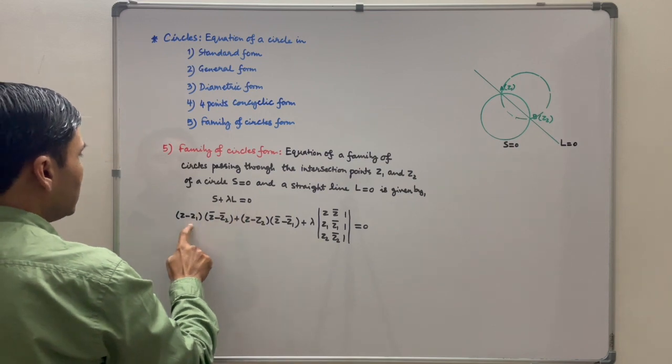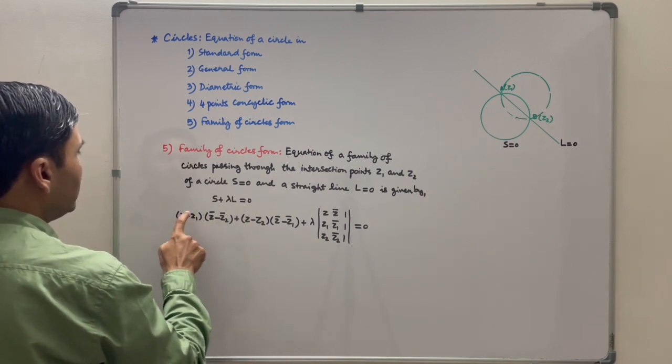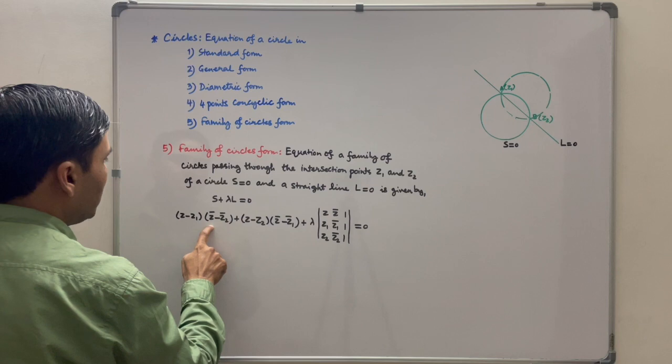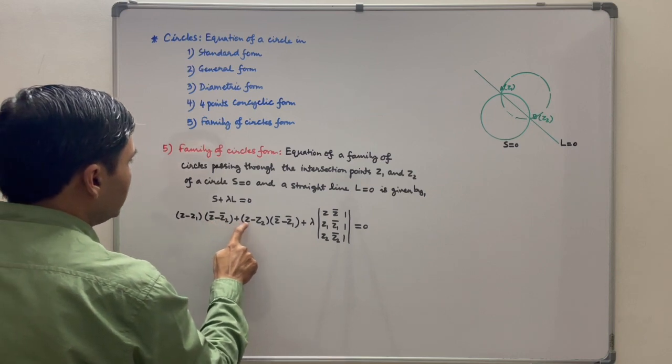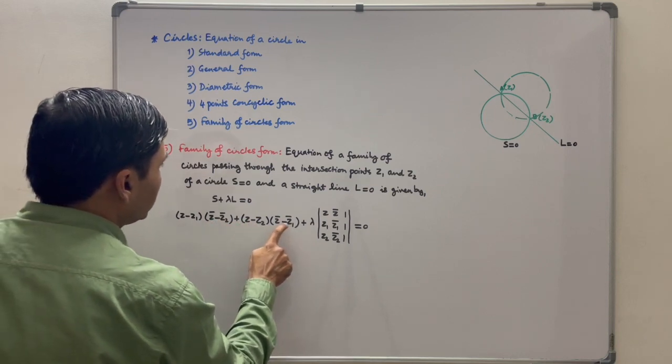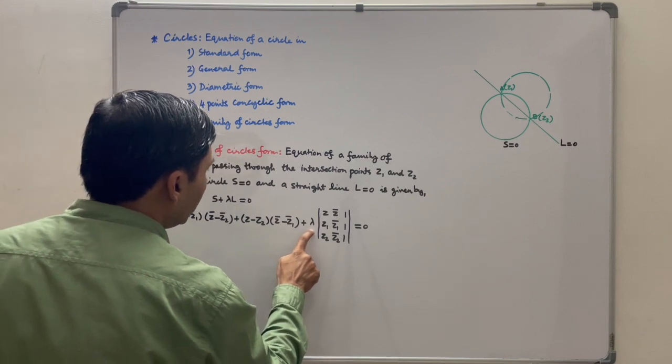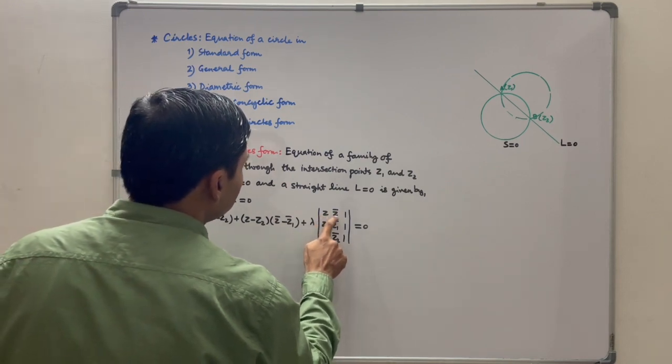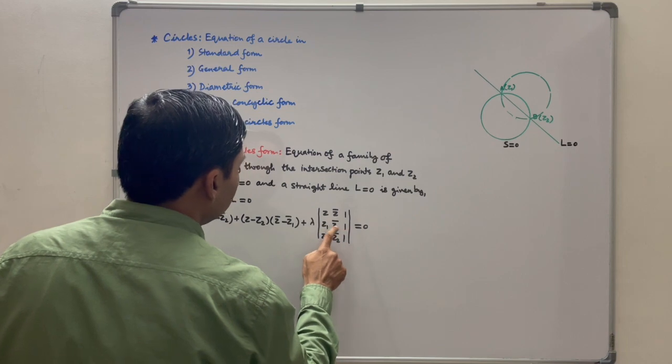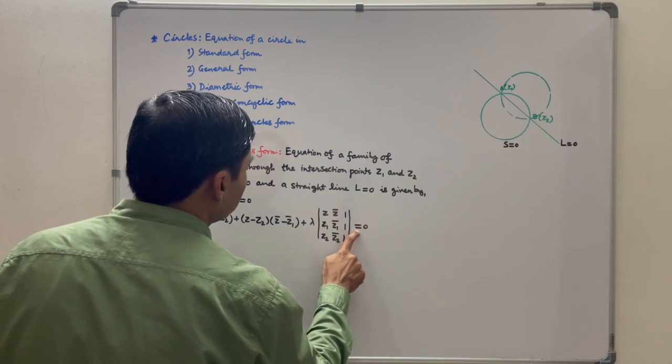In terms of z1 and z2, the equation is given by (z minus z1) into (z bar minus z2 bar) plus (z minus z2) into (z bar minus z1 bar) plus lambda times the determinant of the rows (z, z bar, 1), (z1, z1 bar, 1), (z2, z2 bar, 1) is equal to 0.